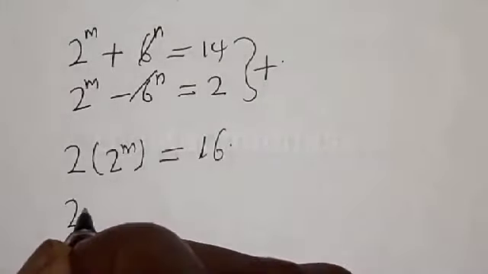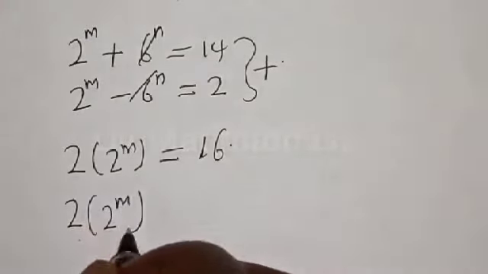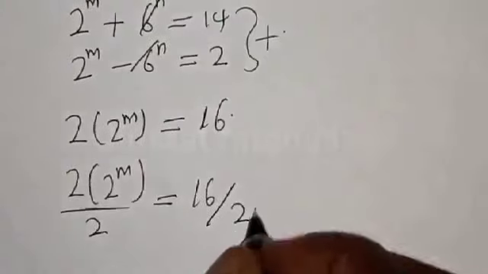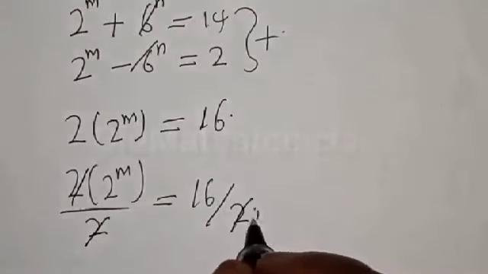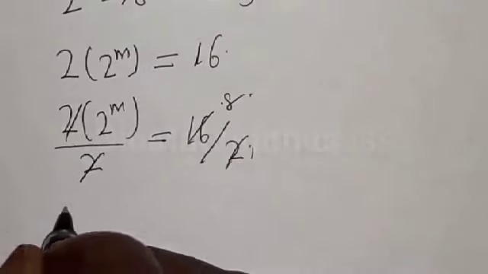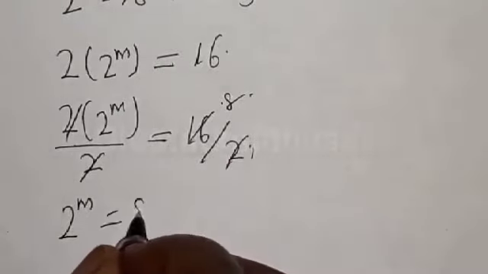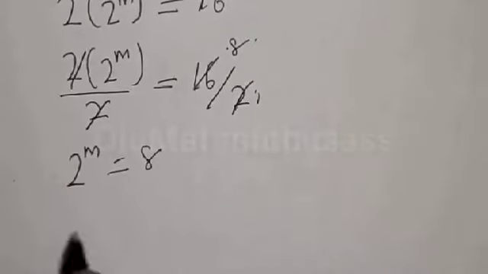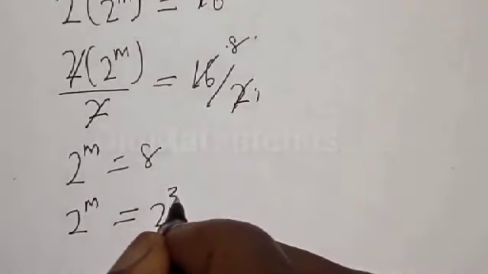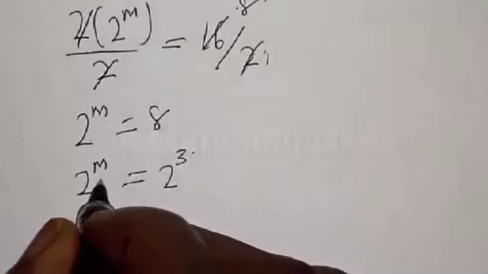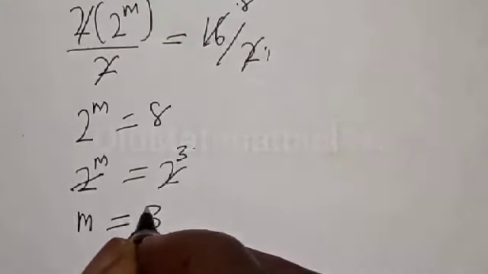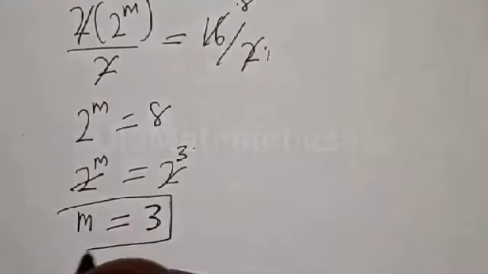Now, divide both sides by 2. We have 2 into 2 raised to the power m divided by 2 is equal to 16 divided by 2. The 2s cancel, and 16 divided by 2 is 8. Then we have 2 raised to the power m is equal to 8, which is 2 raised to the power 3. Then they have the same base, so we equate the powers. m is equal to 3. That is the value of m.